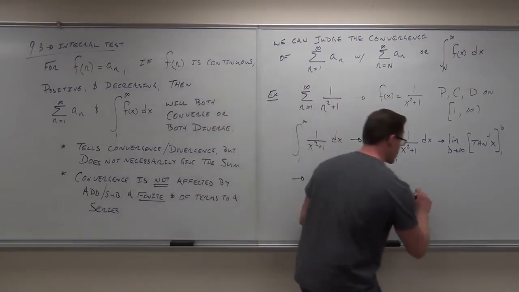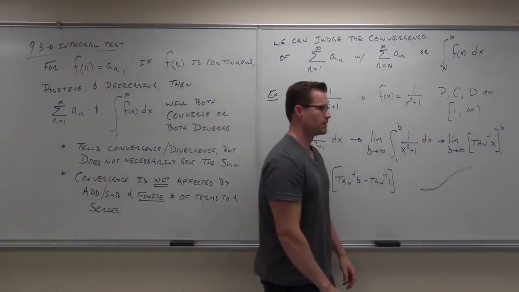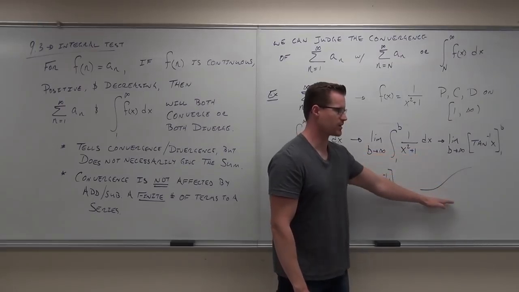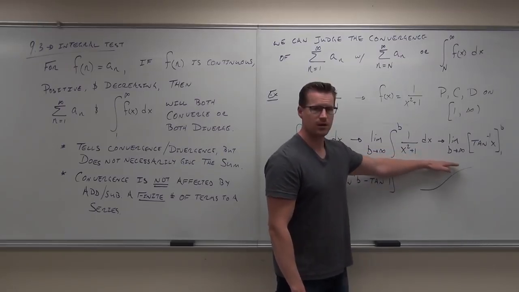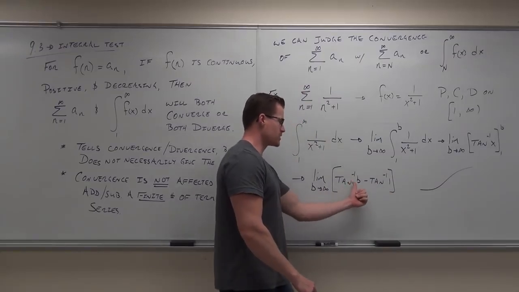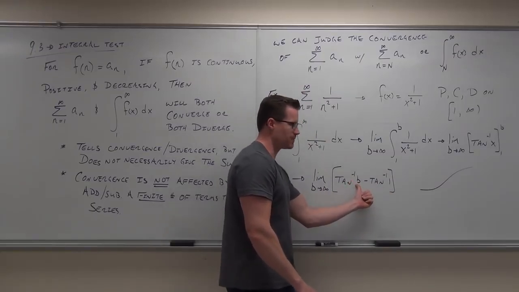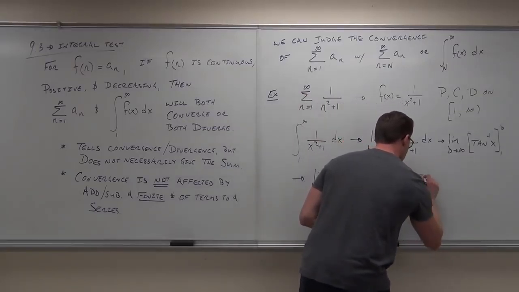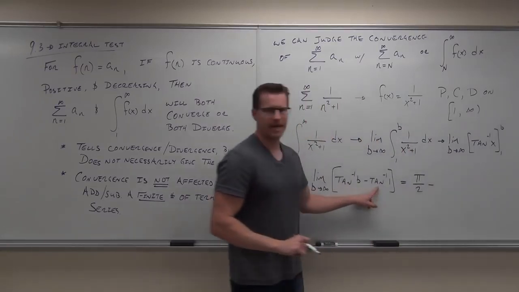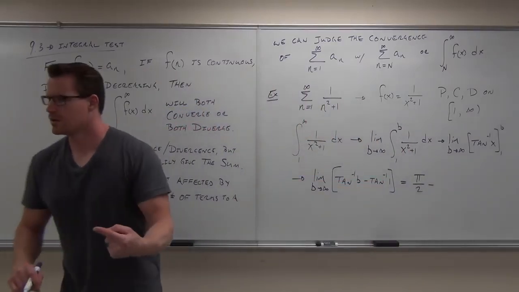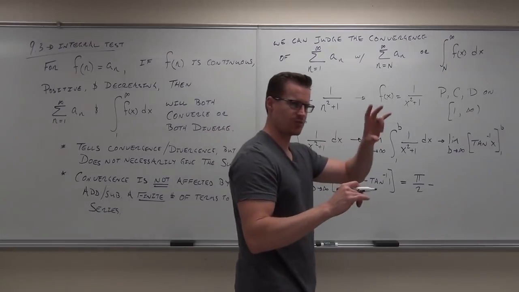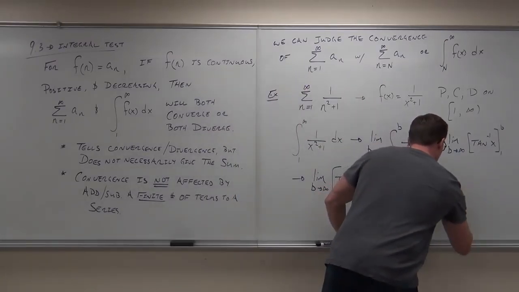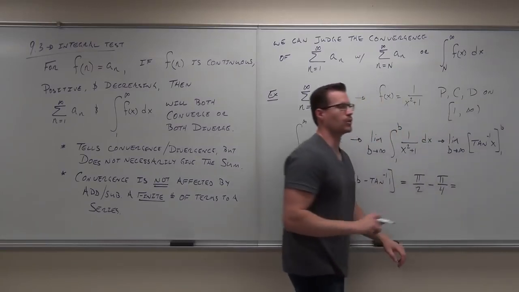Tan inverse looks like this, where you have a horizontal asymptote here at pi over 2 and a horizontal asymptote here at negative pi over 2. So this is pi over 2. As b approaches infinity, tan inverse of b approaches pi over 2, minus tan inverse of 1. It's pi over 4, because tangent of pi over 4 equals 1, so tan inverse of 1 equals pi over 4. Equals.